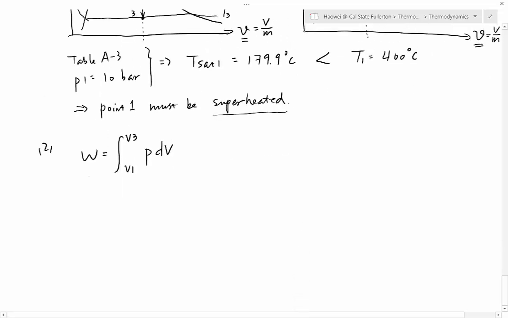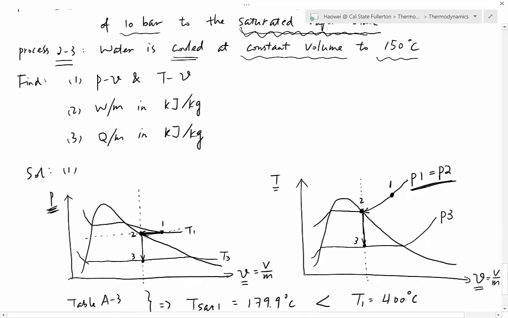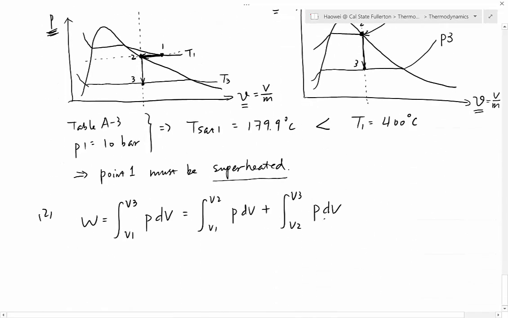Okay, and then we can separate V1 to V3 into 2 steps. The first step is V1 to V2, plus the second step, that is V2 to V3, PdV. We separate 1 to 3 into 2 steps, 1 to 2 first, and then 2 to 3. Remember what kind of process is 2 to 3? Constant volume process for 2 to 3.